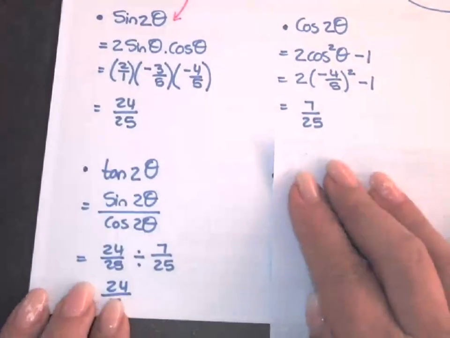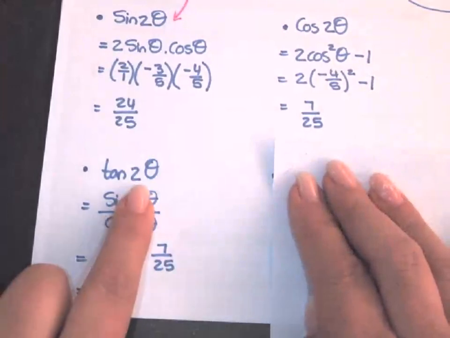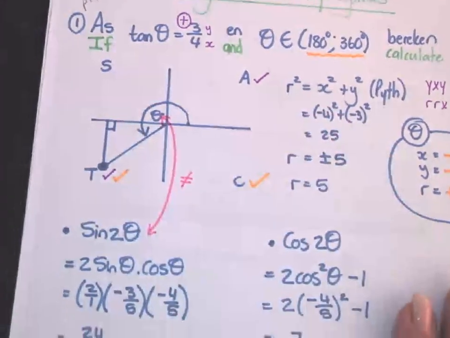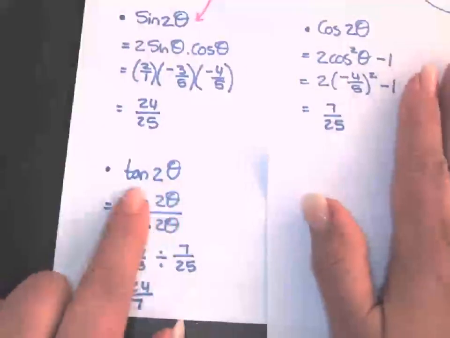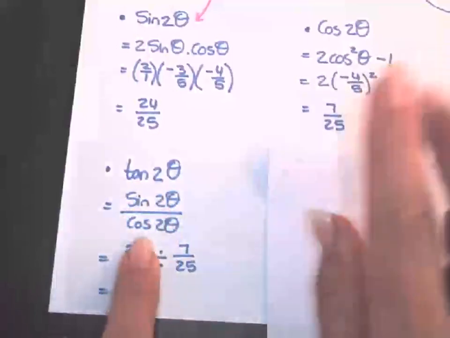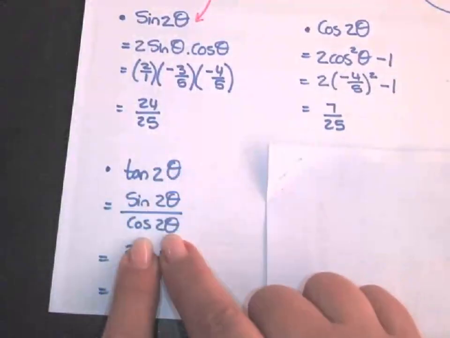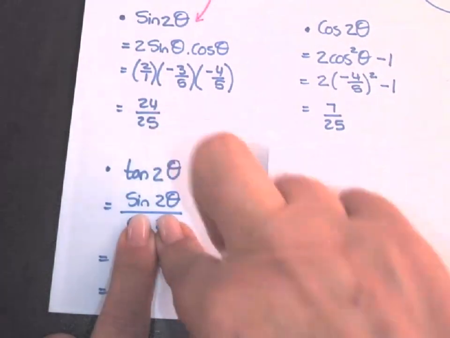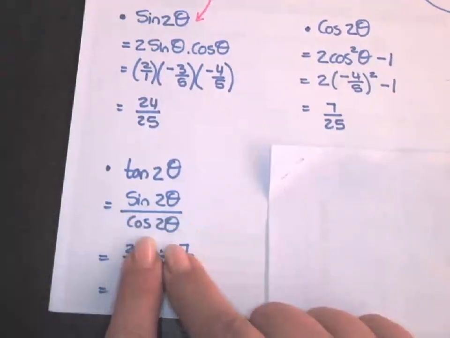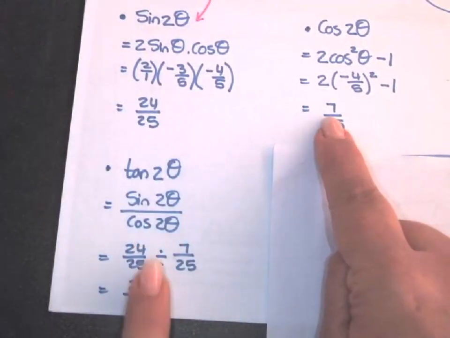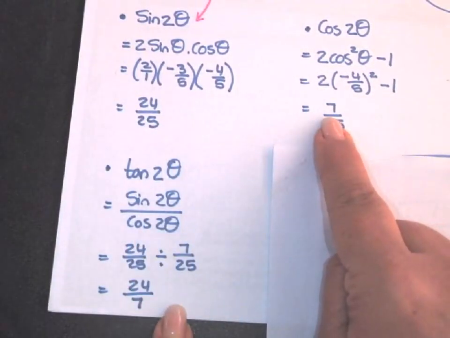Tan 2 theta is not the same angle as this one. So I have to rewrite tan as sine over cos, but keep the size of the angles. I know what sine 2 theta is, it's that one. I know what cos 2 theta is, it's that one. So it's this divided by that, and you get your answer.